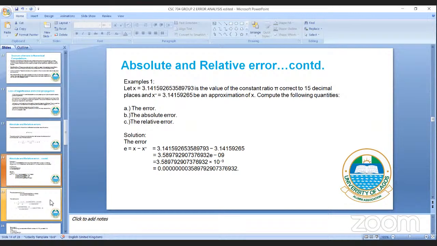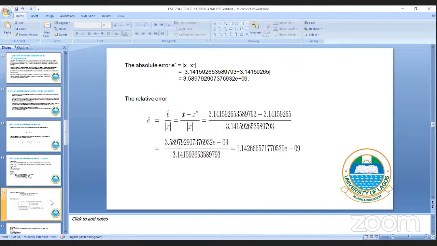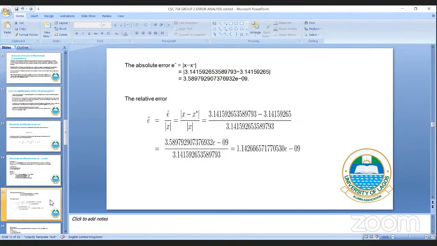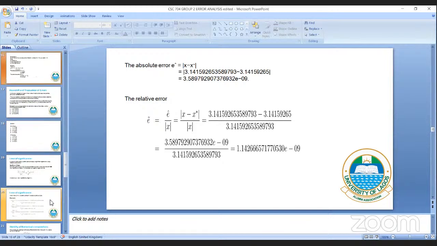To get the error, we already know the value of X as 3.14, minus the X star value. You subtract it, and you get a decimal number, so to represent it you put the zeros in front. This is how to calculate the absolute error. We both know what the values of X are. We get them, then we take the absolute value, and that's the absolute error. To get the relative error, these are the equations you use, and you just plug the values into the formula and you get the relative error.